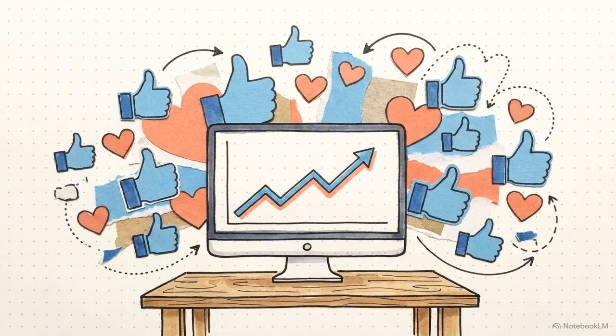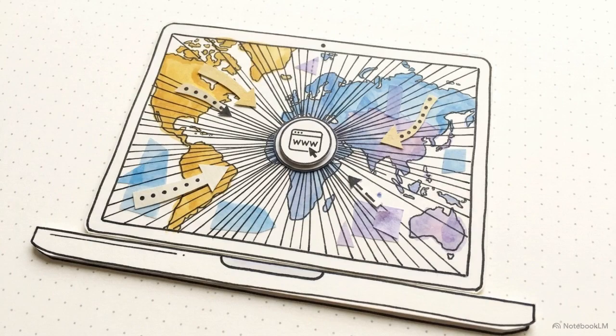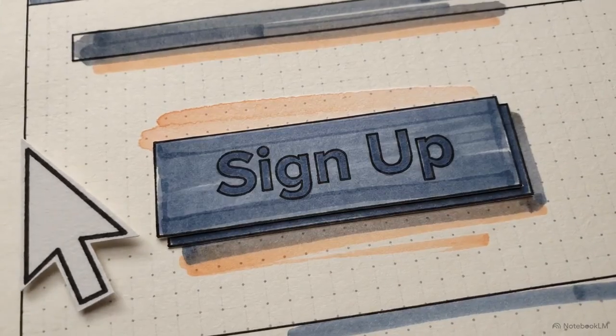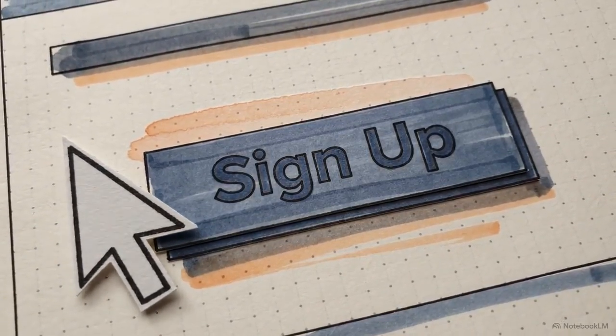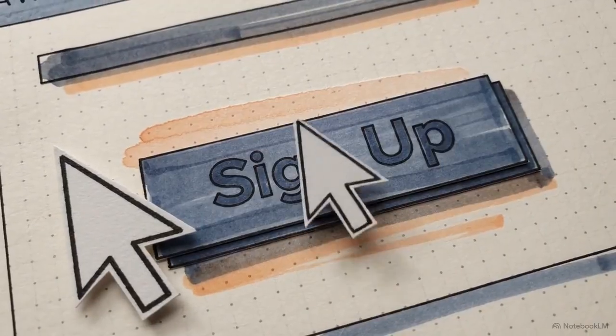You are pouring money into ads. Your posts are finally getting reach. Traffic is flowing to your site exactly the way you planned. But then, nothing. The sign-up button sits completely untouched, and your monthly recurring revenue comes to a dead stop.